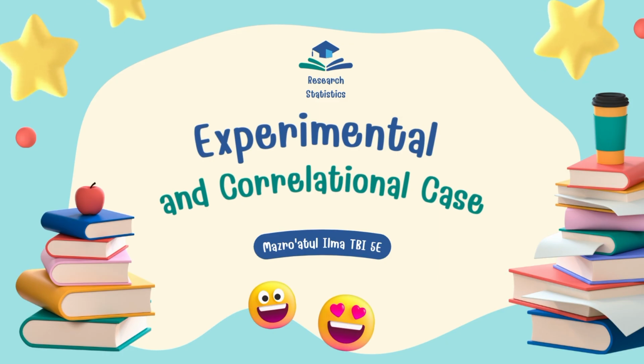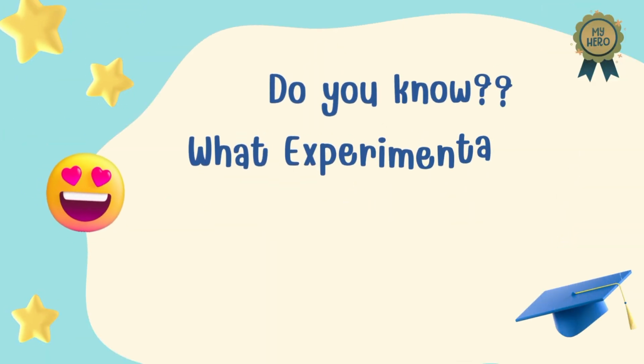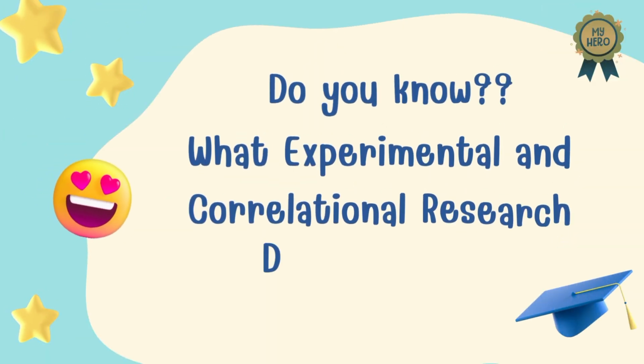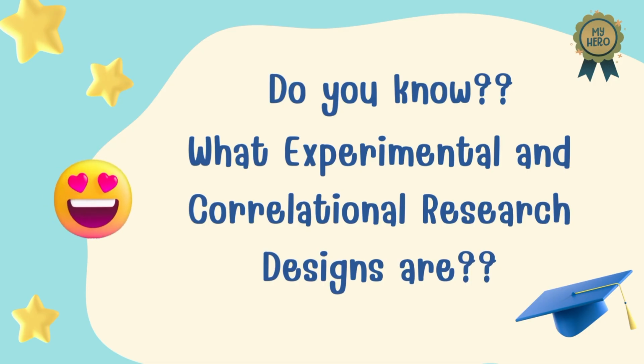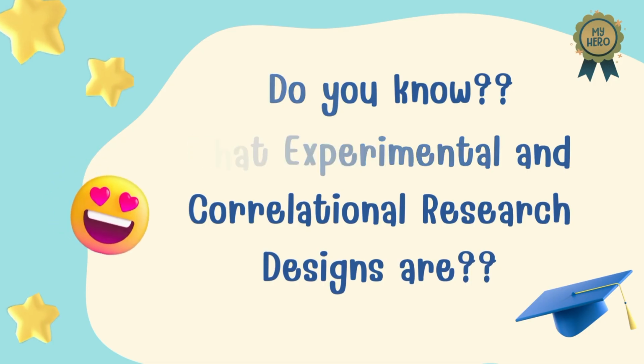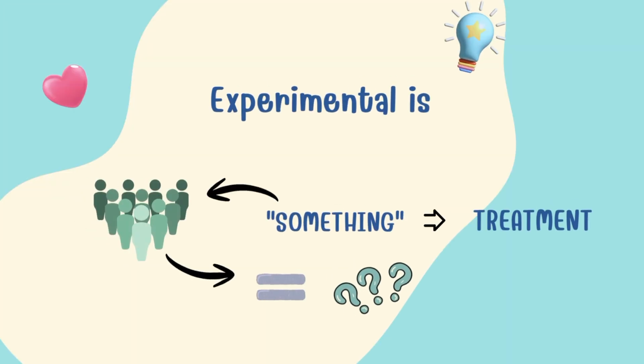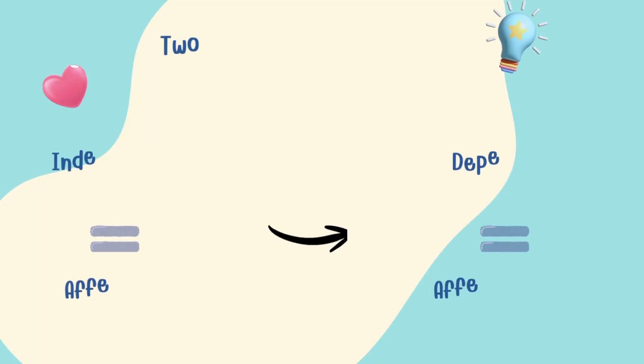Experimental and correlational case. Do you know what experimental and correlational research designs are? Experimental research design is a research design where we give something to the object that we experiment on. Something in here is like a treatment. We give some treatment to our object to test whether this treatment affects them or not.